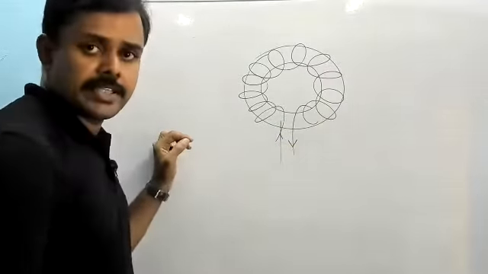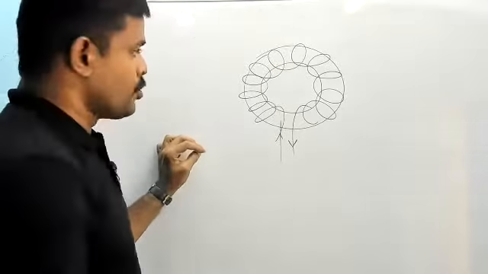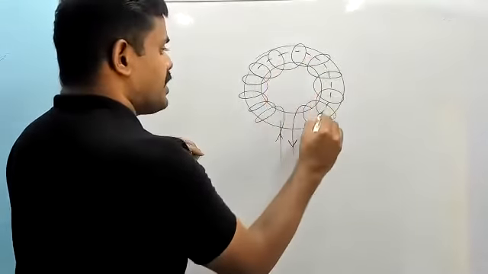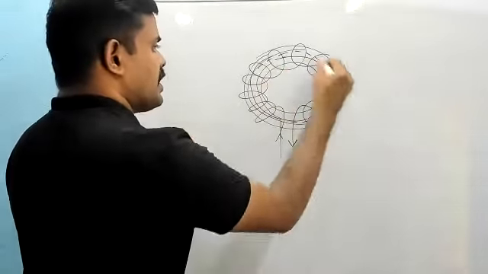Current is entering, current is exiting. So this acts like a magnet, right? And a toroid has magnetic field lines confined within it. All the magnetic field lines are axial. All the magnetic field lines are confined.